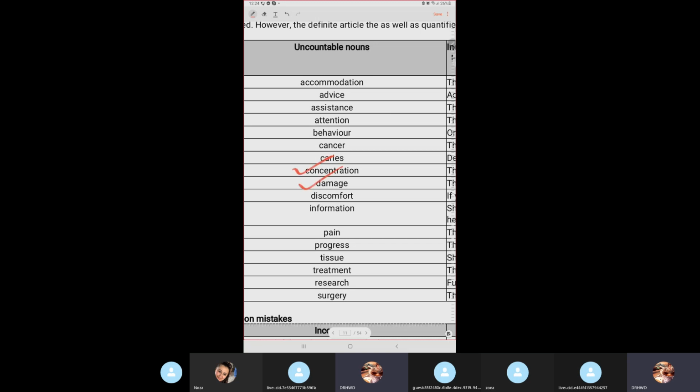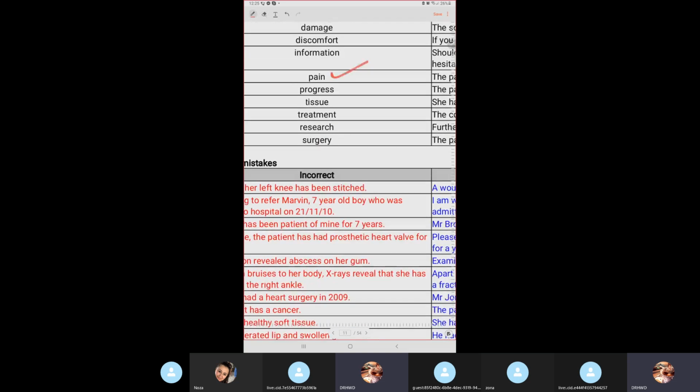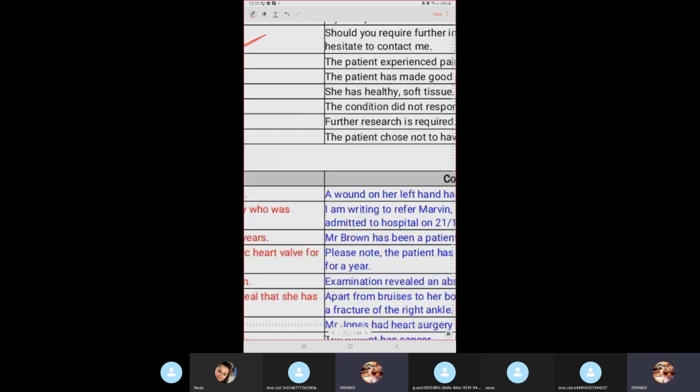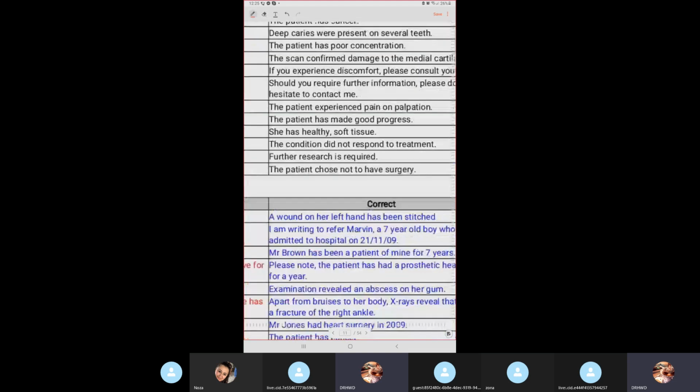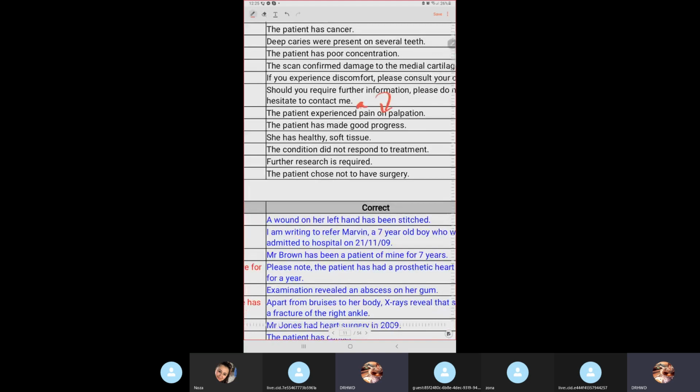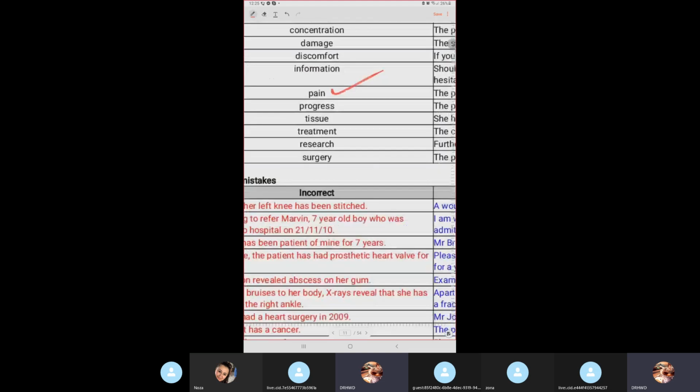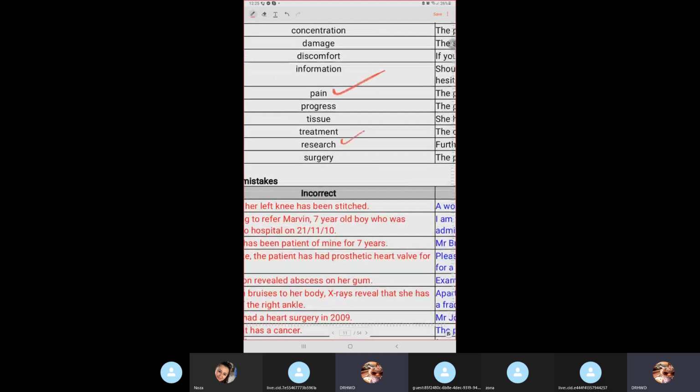It's really important to understand because we're moving forward. Damage is uncountable. Concentration again is uncountable. Information is uncountable. Right? I'm here to collect information. You're going through an investigation, you're saying, I'm here to collect information. Now, information is uncountable because you don't know what you might find. Again, pain in here is uncountable. When you use it in your letters, either it's countable or uncountable, but you would be using it as uncountable, not countable. I think I said the other way around, so I apologize for that. The patient experienced pain on palpation, not a pain. Following, guys? All right, surgery, treatment, research, tissues, these things are uncountable.